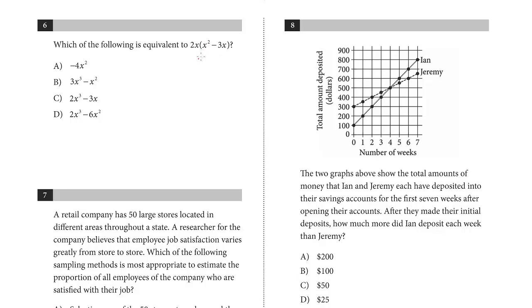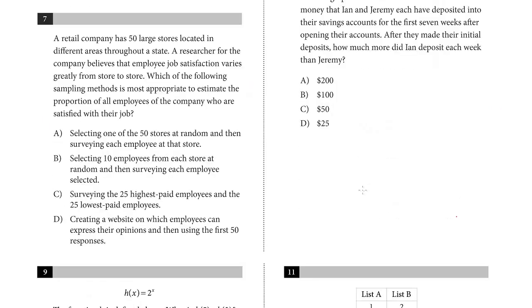And we just simply distribute, right? 2x times x squared, we know that's 2x cubed, and 2x minus 3x, that is minus 6x squared. D is the answer. All right, let's take a look at the next one, number 7.